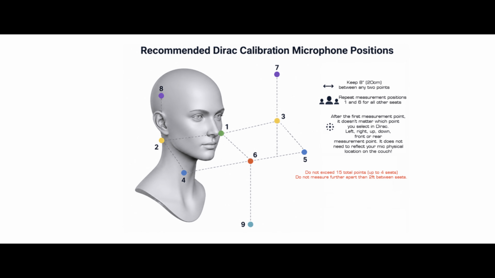They don't need to match the exact microphone position shown in Dirac, so don't worry about selecting front, back, left, or right. Just keep the measurements within about 8 inches of one another and don't spread them too far apart. For other listening positions, just repeat measurement points 1 through 6. I also made some other videos on Dirac that you can see on my channel.